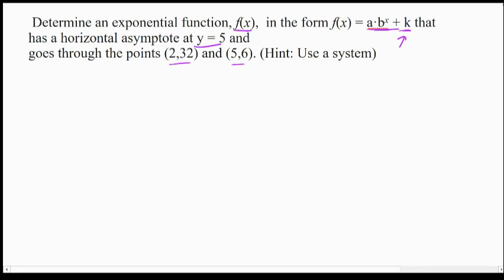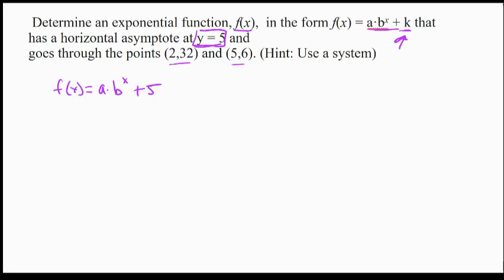So in this one here, the way that we can go through this, first of all, if we're given the horizontal asymptote, that tells us our k value. So already here, it's f of x equals a times b to the power of x plus 5. So that's our first step.